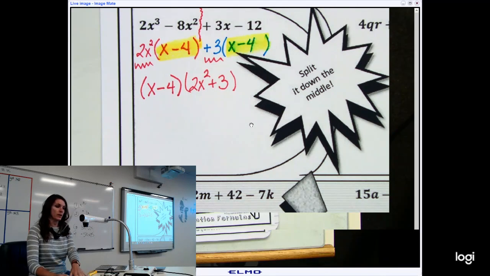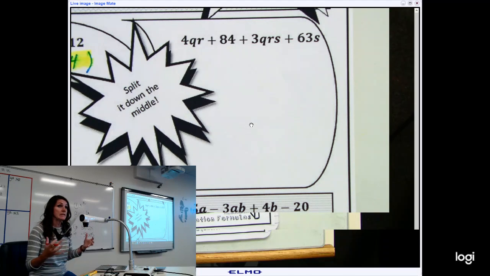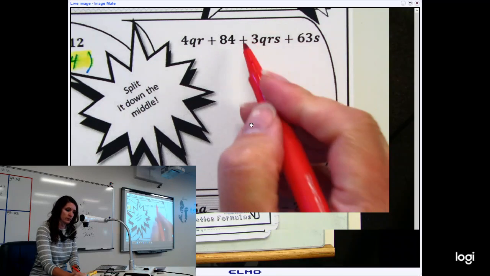All right, moving on to the next one. Always look for a greatest common factor first. Is there one? No, there's not. I see 4 pieces, so what do you think I'm going to do? Split it down the middle.